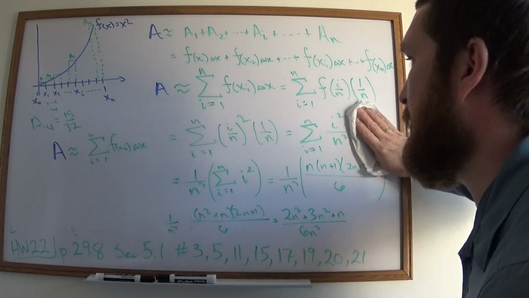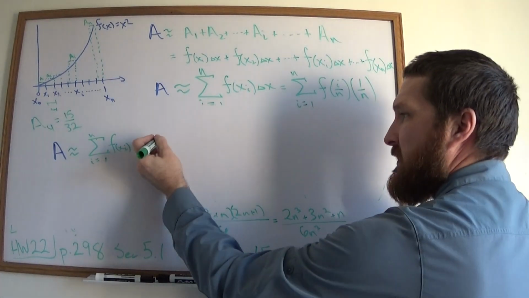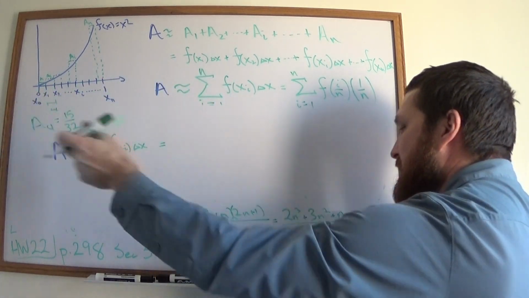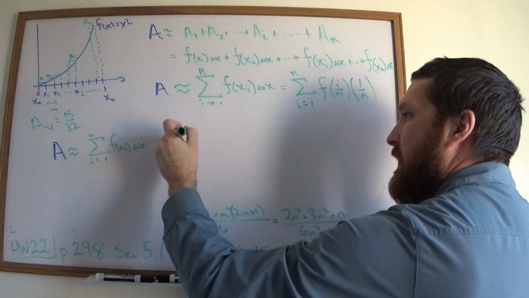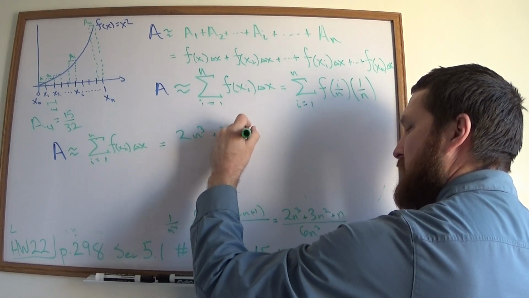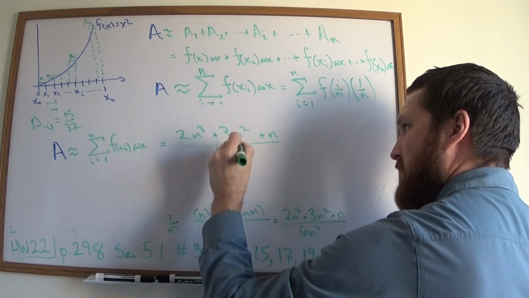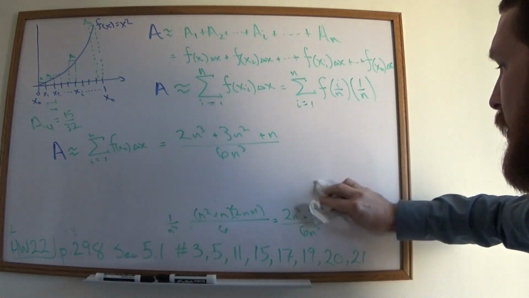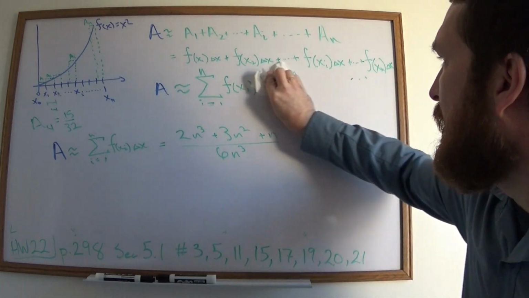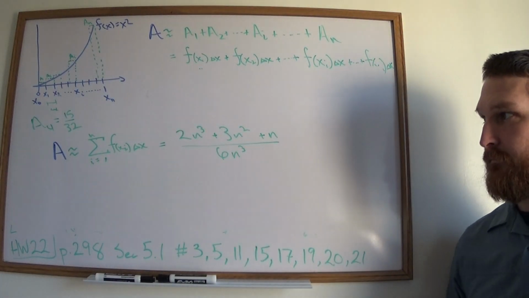Which we just found works out, when you actually use the f and the xi's and the delta x that we found, to be 2n cubed plus 3n squared plus n, all over 6n cubed. Okay, so we're all on the same page. That's what this is. Now we're ready to take a limit.